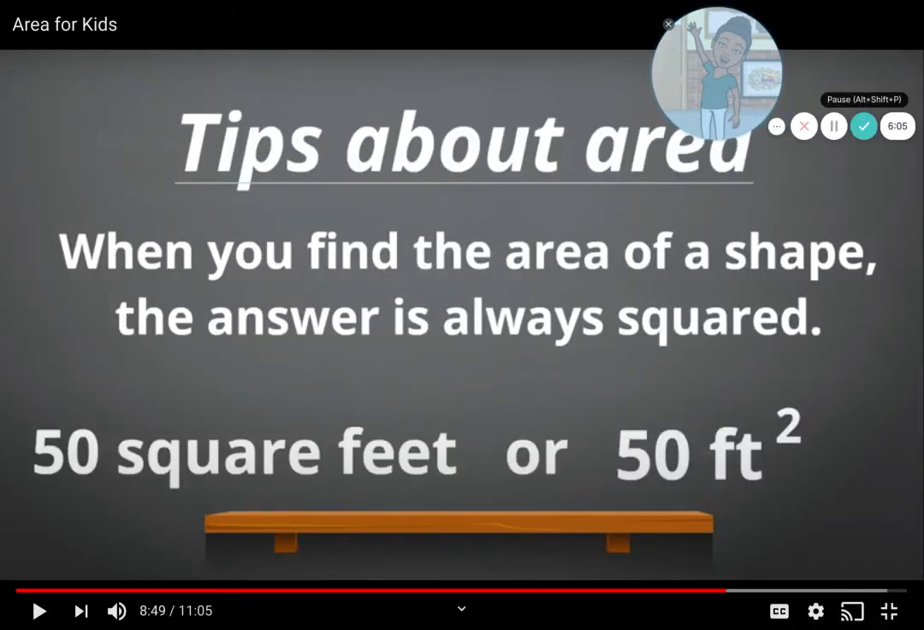Quick tip about area. When you find the area of a shape, the answer is always squared. That means when you write your answer, if your answer is 50 square feet, you can write 50 feet squared. That little 2 makes all the difference, or you can write square feet. It lets us know that there are 50 of those little squares that we talked about in the beginning in your object.